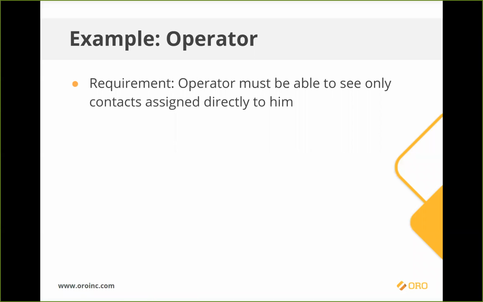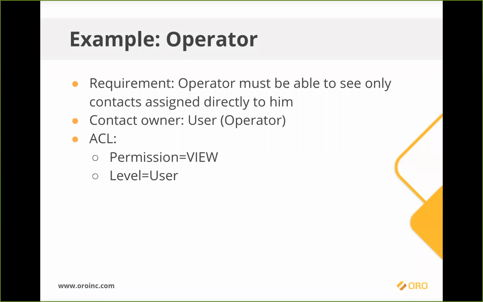So those operators are the users, which means the ownership should be set to the user, because I would need this granulation to check if I created this entity or not. And then the ACL, I should check, it should be the view, and the access level is the user. In this case, operator role, if I assign it to a specific user, he will be only able to see the records created strictly by himself.